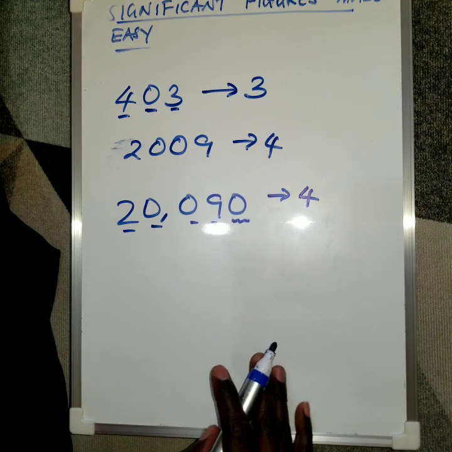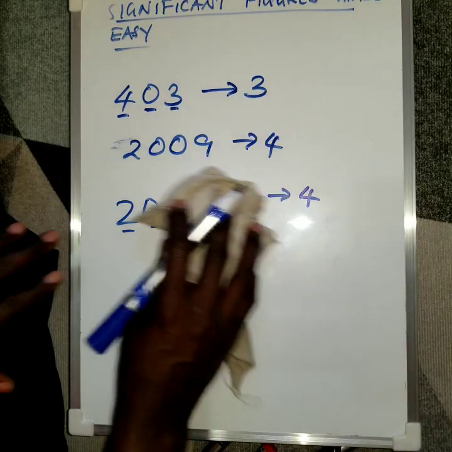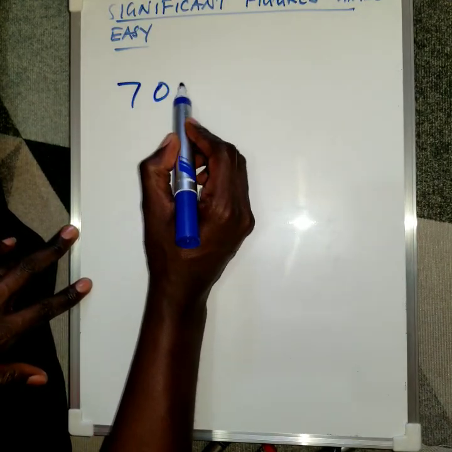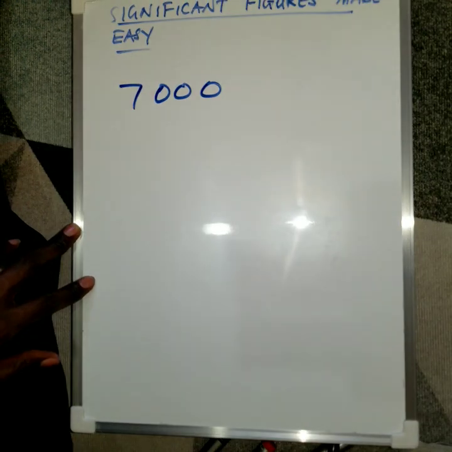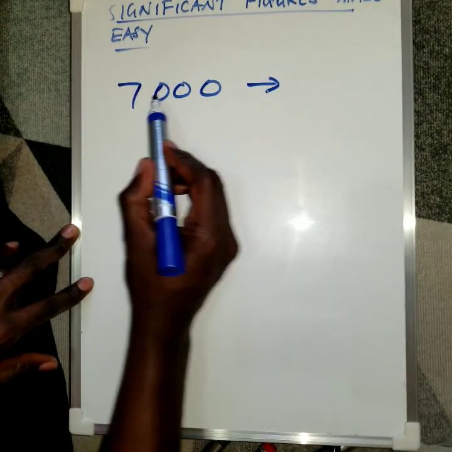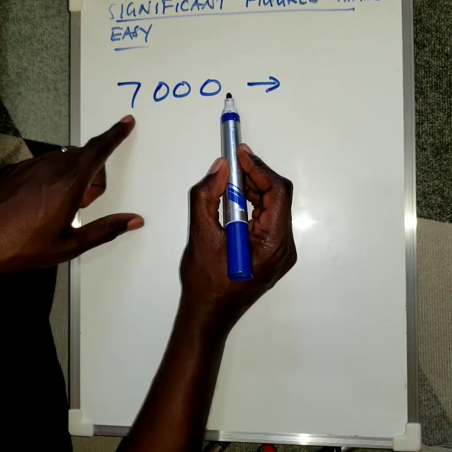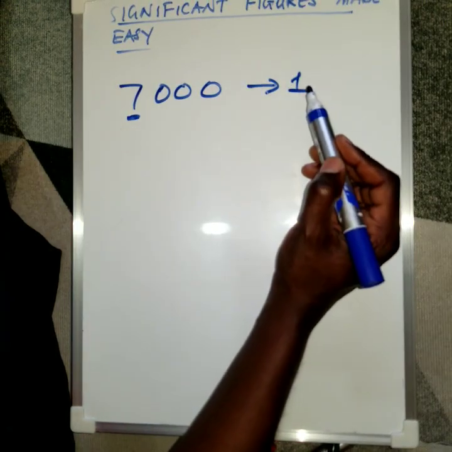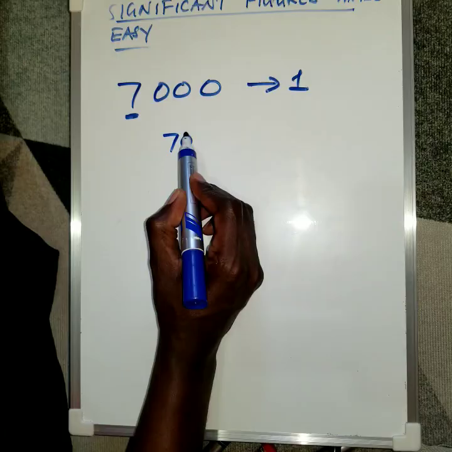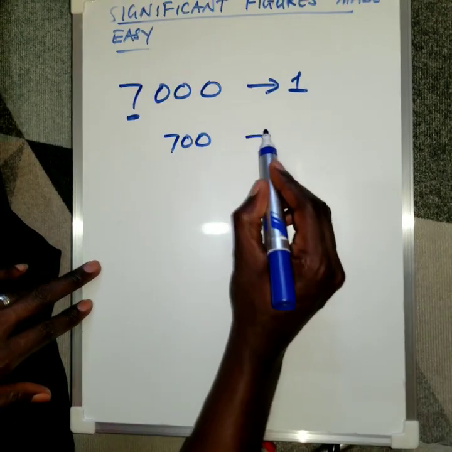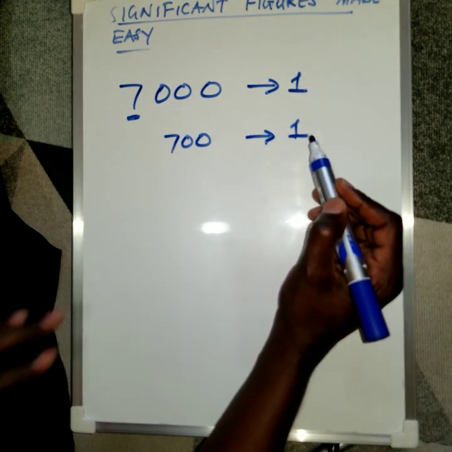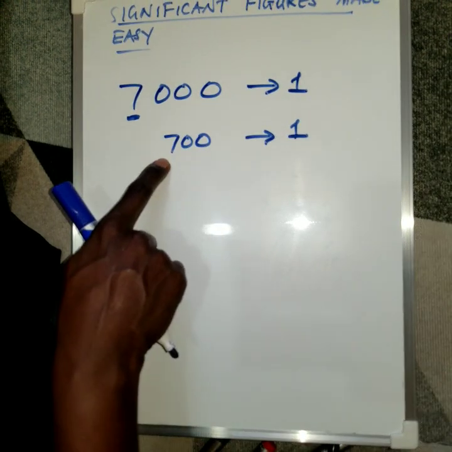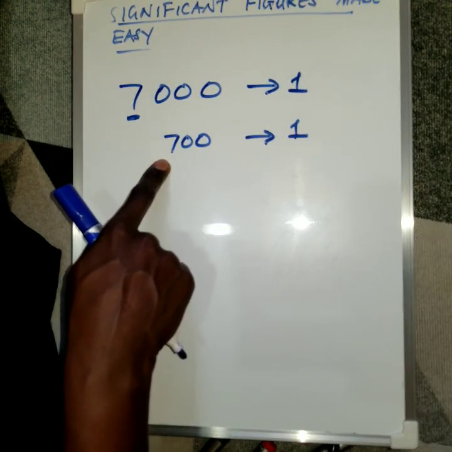So that is what you need to remember. All right. I can also give you another value and you tell me how many significant figures are there in 7,000. Of course, the zeros at the end of a whole number are not significant. So there's only 1 significant figure. Suppose I had 700, how many significant figures are there? It is simply 1, because the zeros at the end of a whole number are not significant.